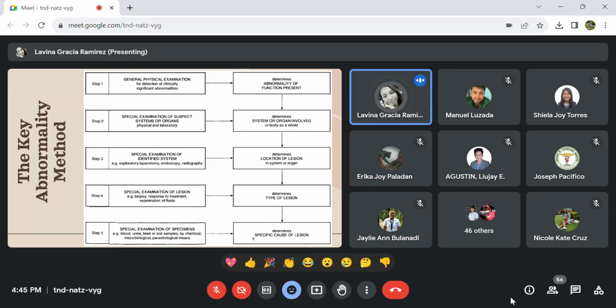Step 4, determine the type. Now you know the exact location, and then you see a lesion, you see a mass. You check what type of mass, whether inflammatory or non-inflammatory, or just space occupying. Those are some of the entities that you need to understand. And the last one is examination of a specimen that could specifically determine the cause of the lesion. So that's how it is to be done in the key abnormality method.